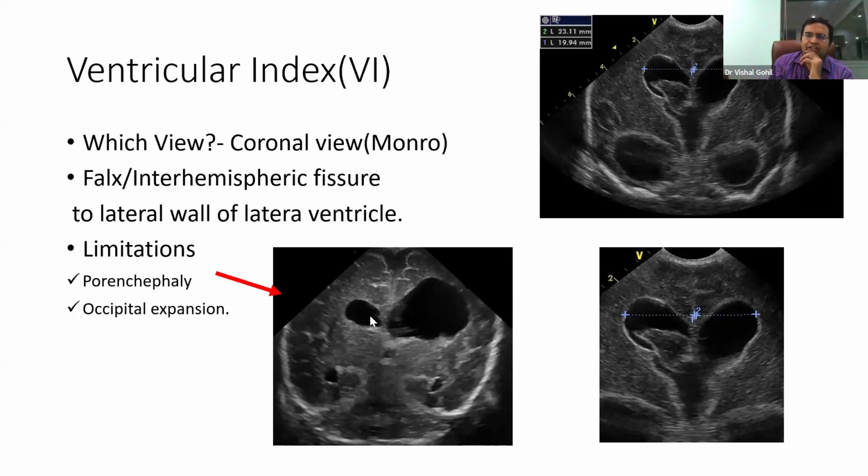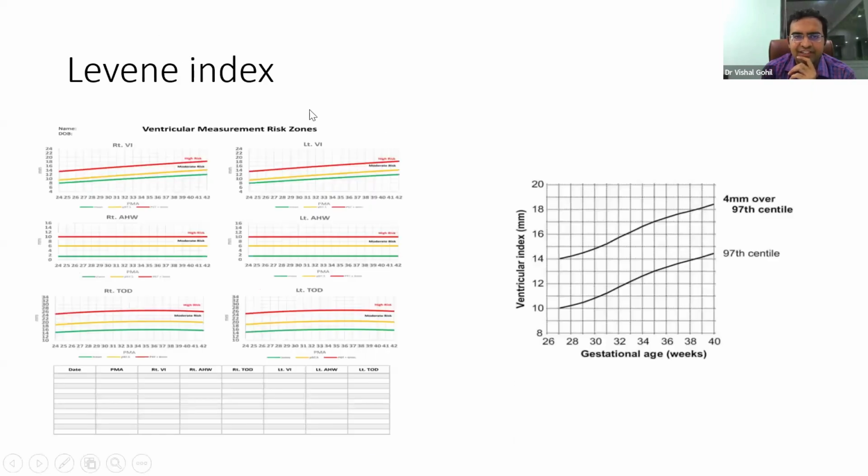Okay, so we measure the ventricular index, but how do we know whether it is normal or abnormal, and whether we should do a lumbar puncture or not? For that, we need to follow this Levene index. This is the graph here. You can see gestational age on the x-axis, and this is the y-axis, and you can see the numbers here. Okay, there are two lines here.